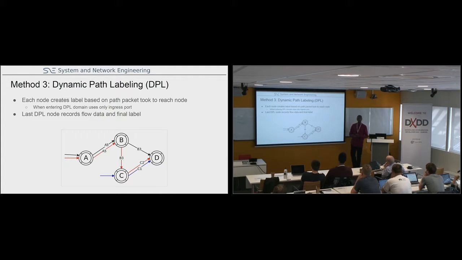Then at the next hop, it looks at the label that it already has, and the port it came in on, and gives it a new label. At the very end, this label is included with your flow data. Later on, you can work this backwards to find out the exact path it took through your network.